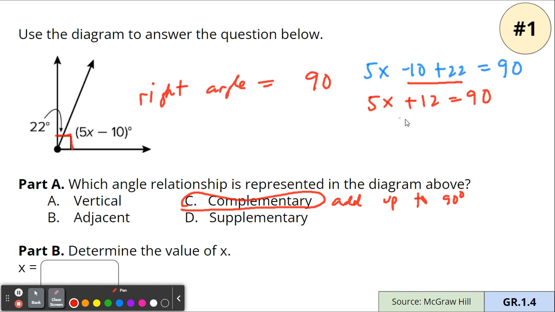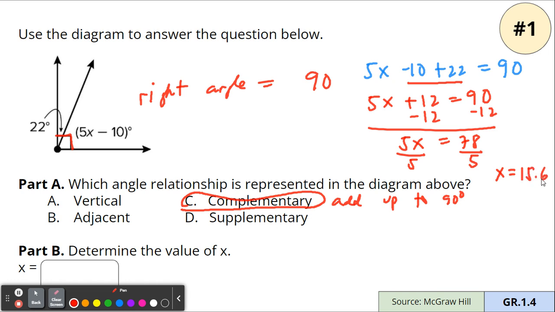To isolate 5x on our left side, we have to eliminate positive 12 by using its inverse, which is minus 12. So we subtract 12 on both sides of our equation. So 5x is equal to 90 minus 12, which is 78. And then finally, we apply the inverse of multiplication by 5, which is division by 5. So x is equal to 78 divided by 5, which is 15.6. So our x here is 15.6. It's very easy to answer questions involving angle relationships if we know their relationship.